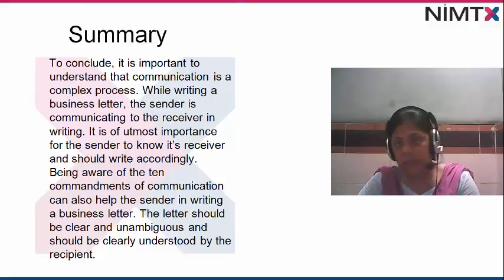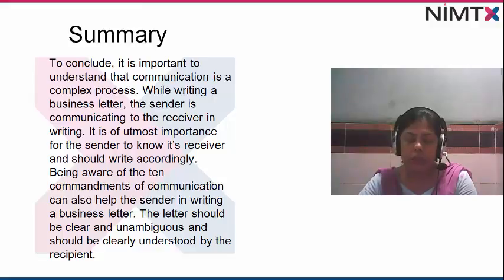Whether it is an oral communication or a written communication, it is of utmost importance for the sender to know the receiver and write accordingly. You have to know your receiver. You cannot write complex words to a subordinate who may not be able to understand their meaning properly. You need to use simple words for that. And if you're writing to somebody who may understand, then you have to know who the receiver of this communication is.